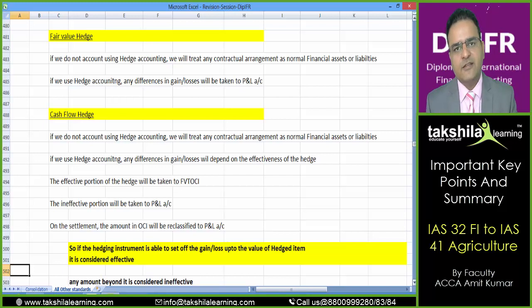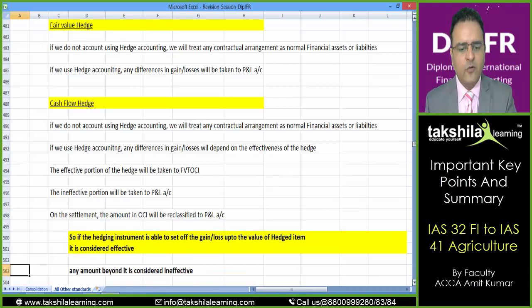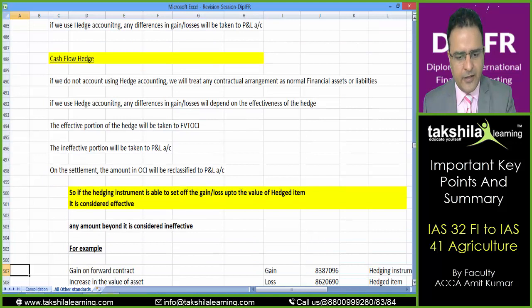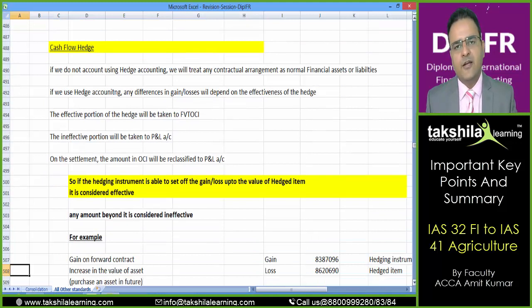The ineffective portion, as I said, is where the management was not capable of identifying a true hedging instrument. The ineffective portion will be shown as part of P&L. On settlement, the amount in OCI will be reclassified to P&L. If you look at the items of OCI, among them there was a cash flow hedge item which may be reclassified to P&L on settlement.